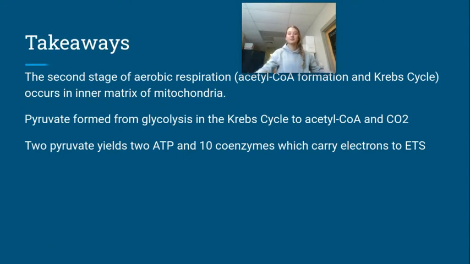So the main takeaways that you should have gotten from this video is that you now know that the Krebs cycle is the second stage of aerobic respiration, which occurs in the inner matrix of the mitochondria in eukaryotes. And the most important thing is that we take pyruvate from glycolysis, turning that into acetyl-CoA and CO2, and most importantly, yielding 2 ATP and 10 coenzymes, which are going to be very important to carry on to the ETS.